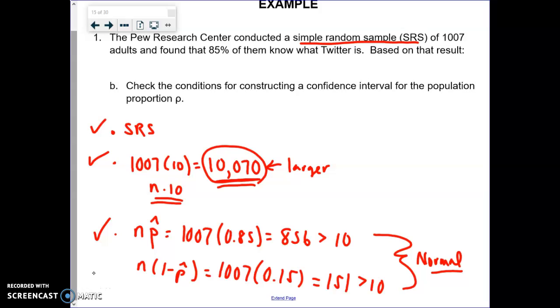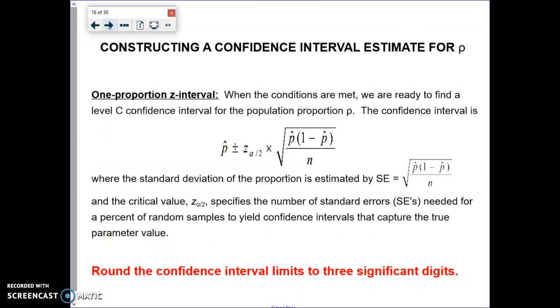Okay, from the last video, we just found out that our sample does meet these three conditions, so we can proceed with constructing what we call a z-interval, a confidence interval for the population proportion rho. Now, how do we do that? Just like with last target, it's basically your point estimate plus or minus your margin of error, where your margin of error consists of a critical value times your standard error. Now, we call this a one proportion z-interval, okay?